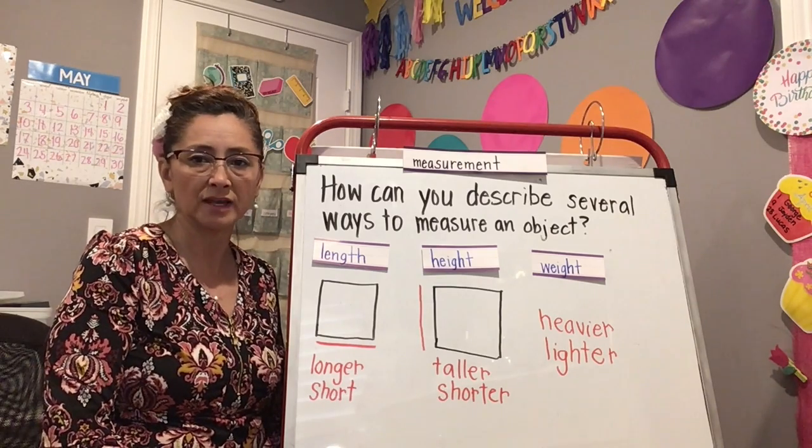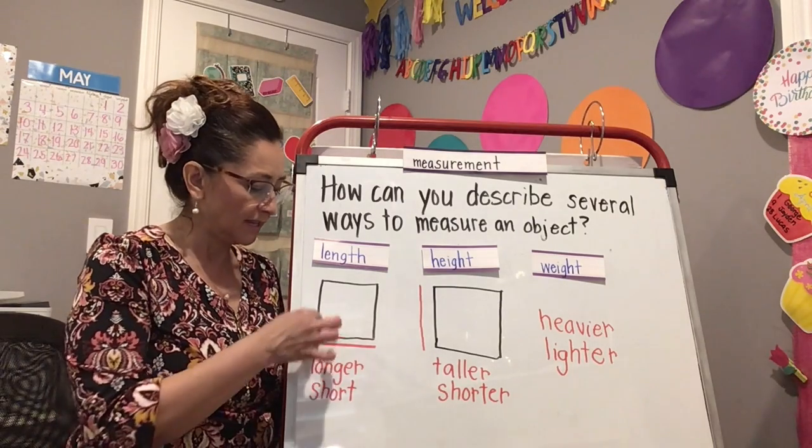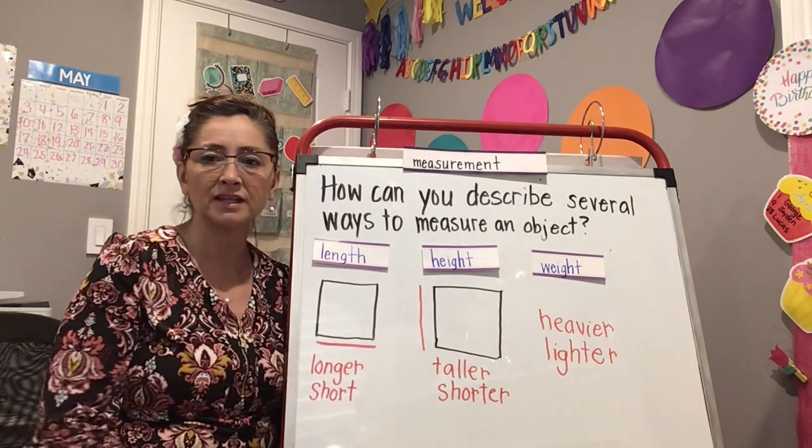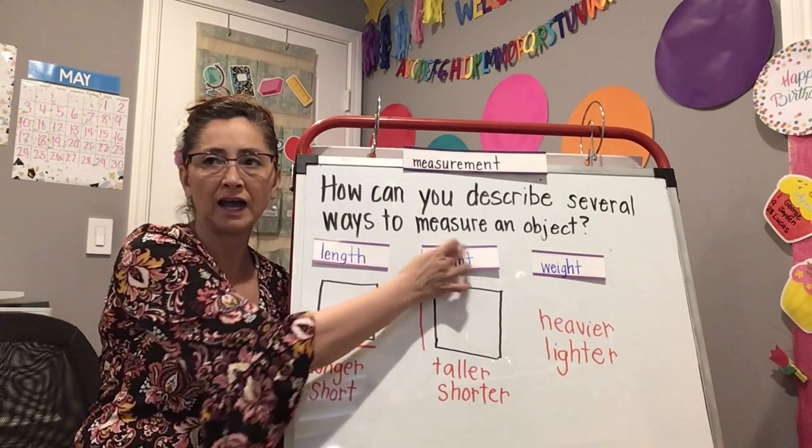Okay, so it's very important that you take a look at where these lines are, because those are the lines that will show you if you are measuring length or height.